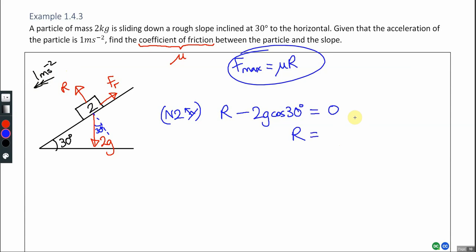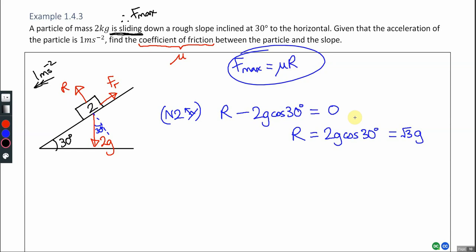So rearranging this, R is 2g cos 30. Now cos 30 is root 3 over 2. So this is root 3 times g. I'm going to leave it like that rather than turn it into a decimal. That's R. Now we need to know friction. Because it's sliding down, then we know it's definitely moving. Therefore, friction is at its maximum value.